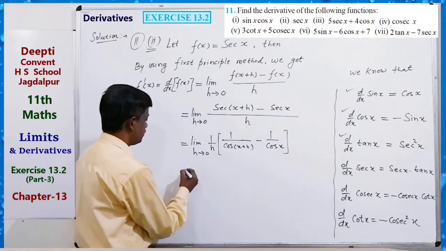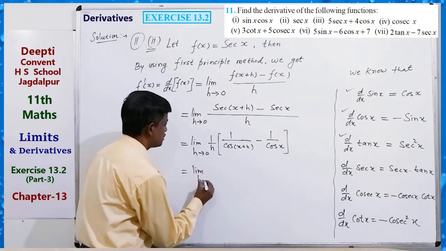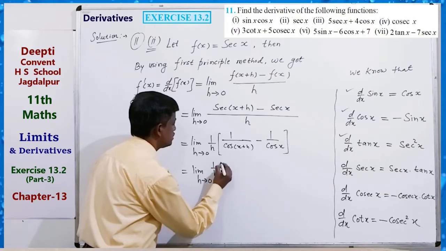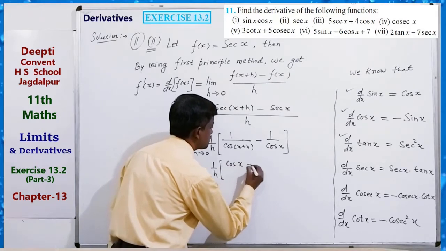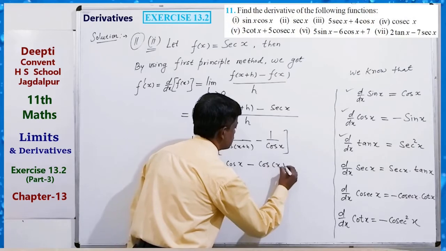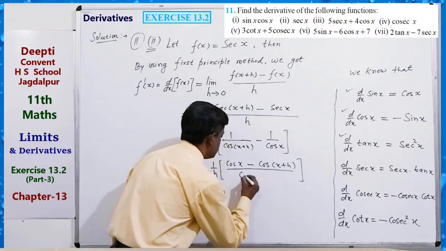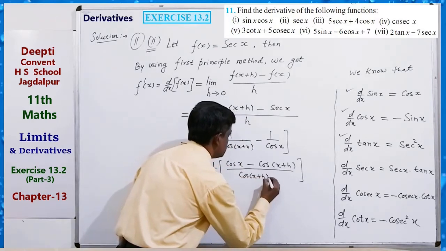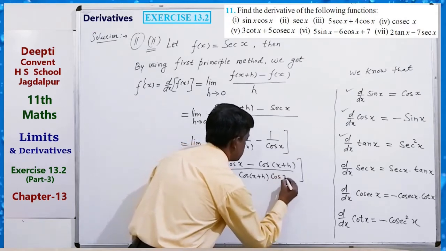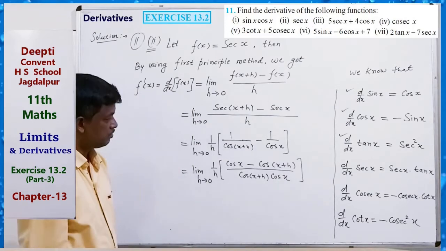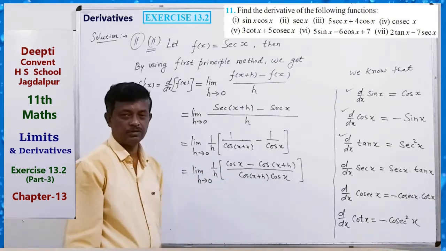Now take its LCM, because our process now is finding the limit. So in this case, 1 by h, take the LCM. Taking the LCM, we have cos x minus cos(x plus h) upon cos(x plus h) into cos x. Now h tending to 0 is here. So 1 by cos x can be taken outside.